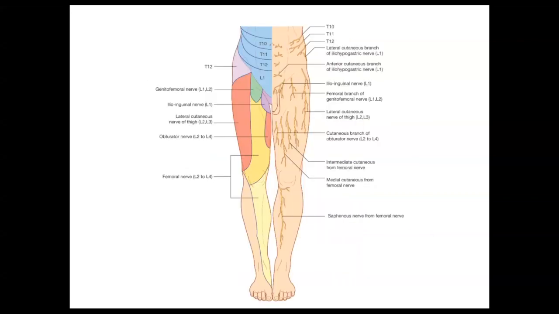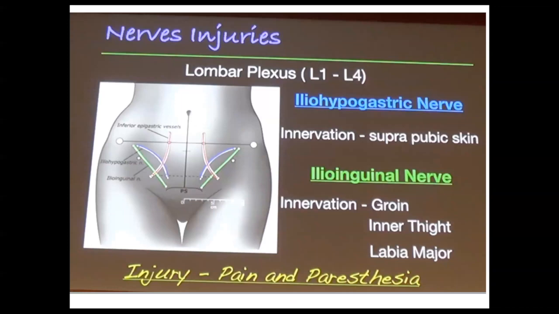These are the cutaneous part of the nerves. This particular iliohypogastric and ilioinguinal nerve, if there's some problem with positioning of the patient, you can get injuries. And this affects the innervation of the groin, the inner thigh, and the labia majora. So any kind of injury, usually positioning the patient, can cause pain and paresthesia in this area, groin, inner thigh, and labia majora.